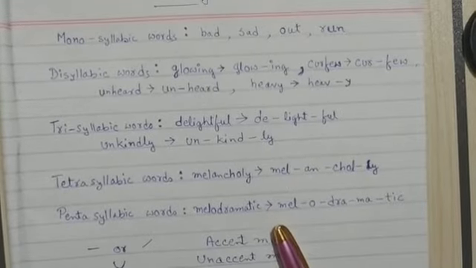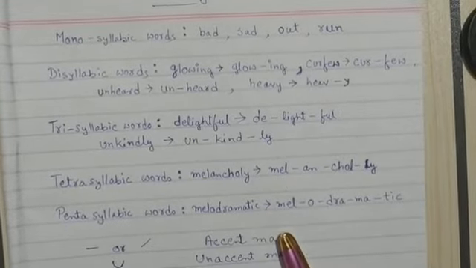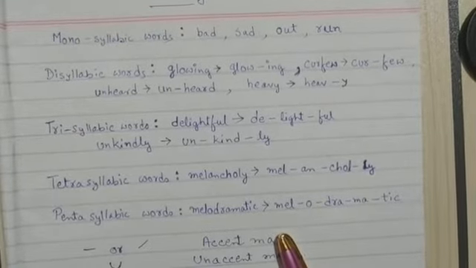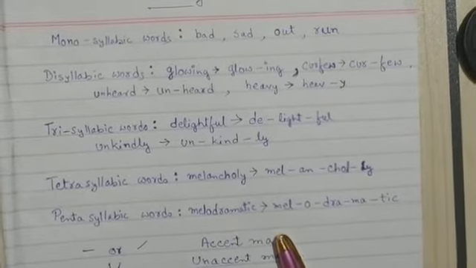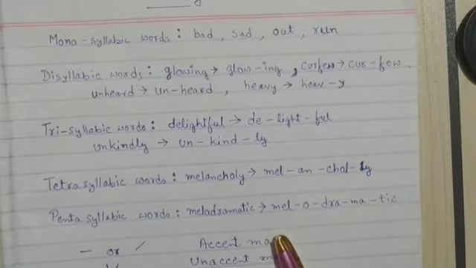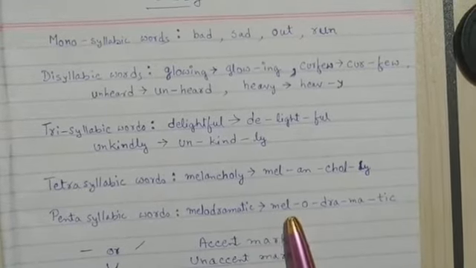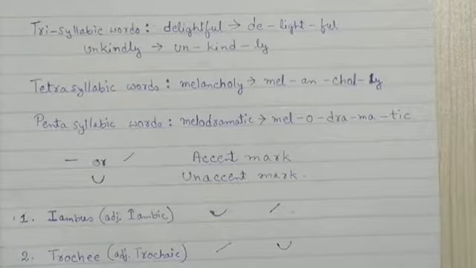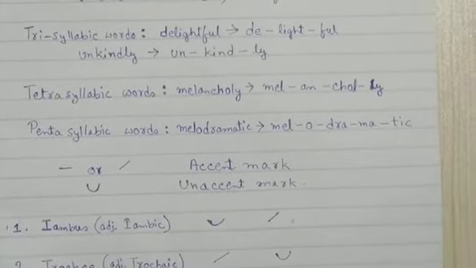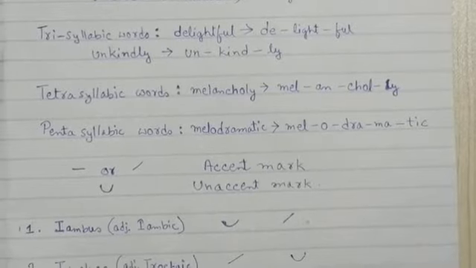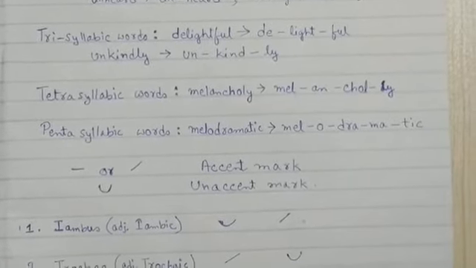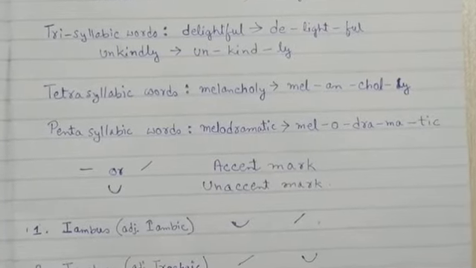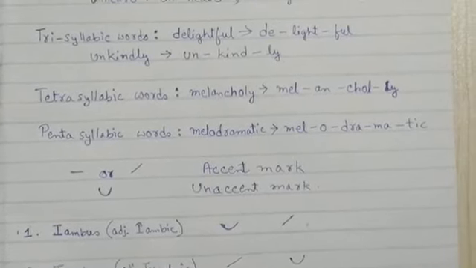First you have to divide the syllables. When a passage is given to you, what you have to do? You have to first break the syllables, if possible. Similarly, you can have hexasyllabic, heptasyllabic, and more than that, the words can be called polysyllabic.